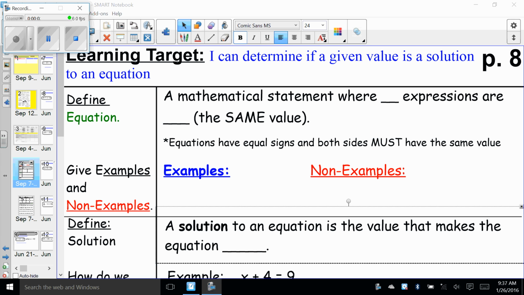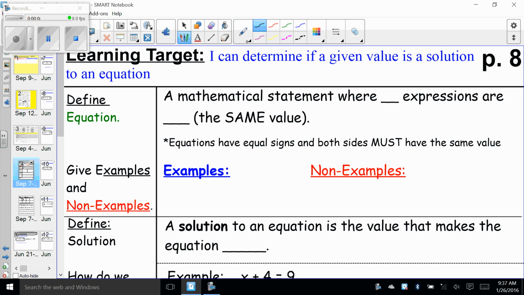Hey, seventh grade. So our learning target for today is I can determine if a given value is a solution to an equation. So is the value a solution, which just basically means is the answer correct? You should be on page 8. One of our Minnesota State learning targets is to say whether you can determine whether your answer is correct. So we're going to talk about how to do that.